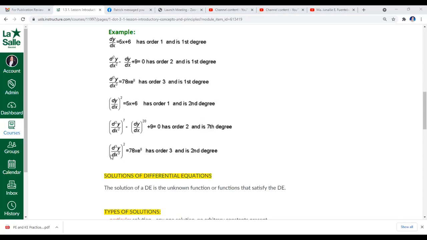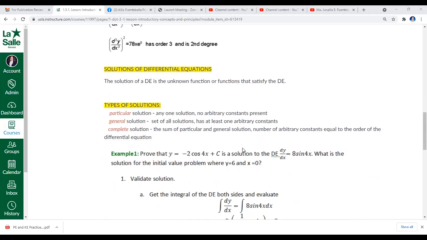This one is also a third order differential equation, second degree, just like the first here. The first differential equation, which is second degree, non-linear. This is also non-linear, primarily because of the exponent of this third ordered derivative. So it's so easy really to tell the order and the degree of your differential equation. Any questions so far? Okay, so there's none. So we go to solutions of differential equations.